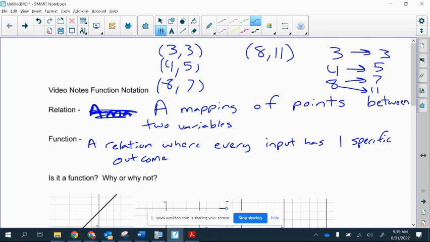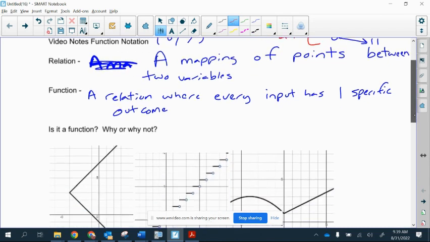In the first relation that we have here, this is not a function because when you choose 8, you don't know whether it's going to turn into 7 or whether it's going to turn into 11. Functions are very predictable. When you put something in, you'd be able to define exactly what is going to be coming out of it.